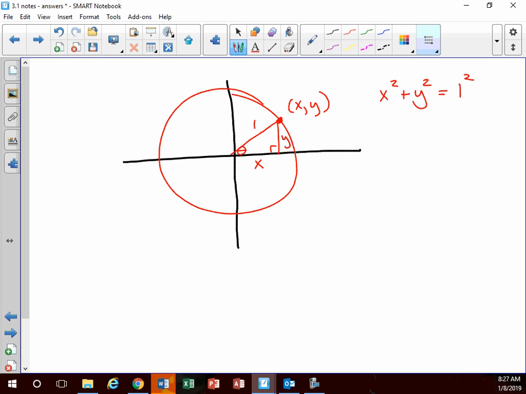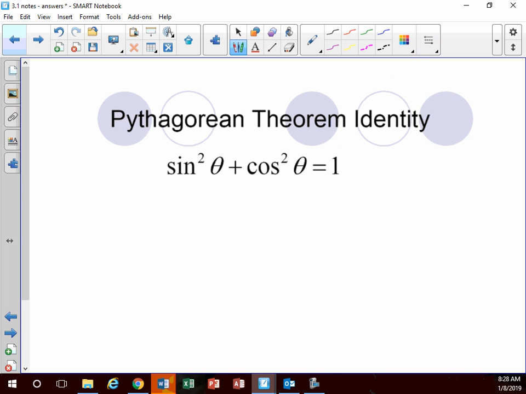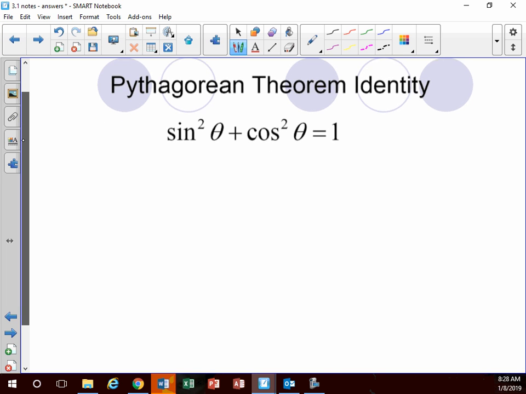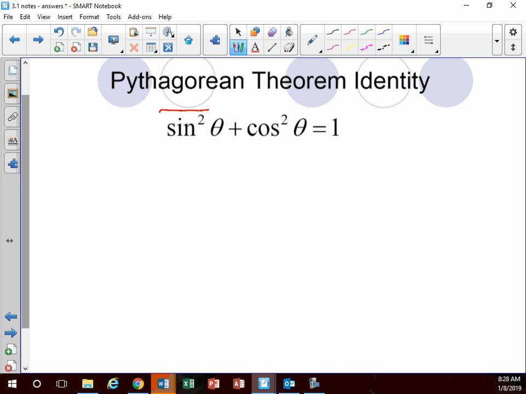Okay, from the trig stuff we've been doing, what was represented by x? Cosine, so this is really cosine squared, and we have to have our angle in there. Y was sine, equals 1. Okay, yes, cosine is x, sine is y. That is where that Pythagorean identity comes from. Okay, we can derive some other formulas from this. So this is the first one. You must know this one.